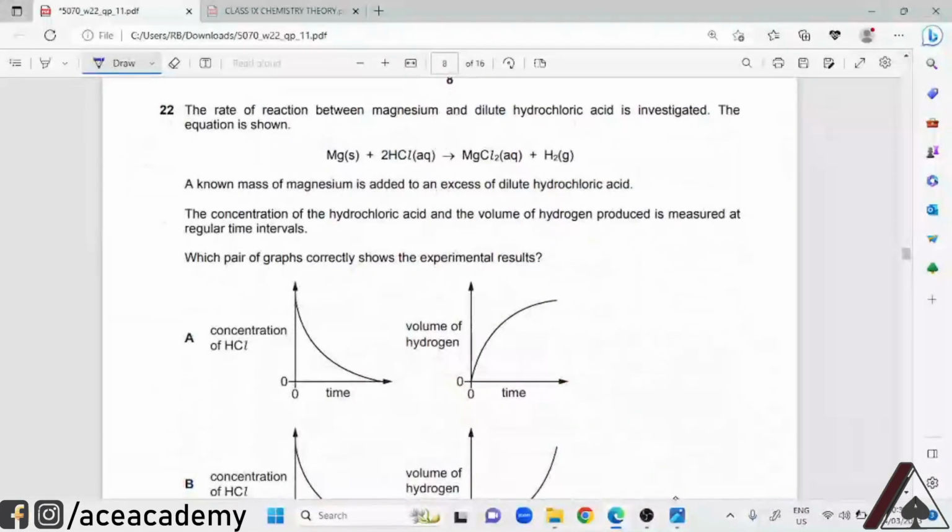Then we have 22. The rate of reaction between magnesium and dilute hydrochloric acid is investigated. The equation is shown. Magnesium plus hydrochloric acid equals magnesium chloride and hydrogen. A known mass of magnesium is added to an excess of dilute hydrochloric acid. The concentration of the hydrochloric acid and the volume of hydrogen produced is measured at regular intervals. Which pair of graphs correctly shows the experimental results?